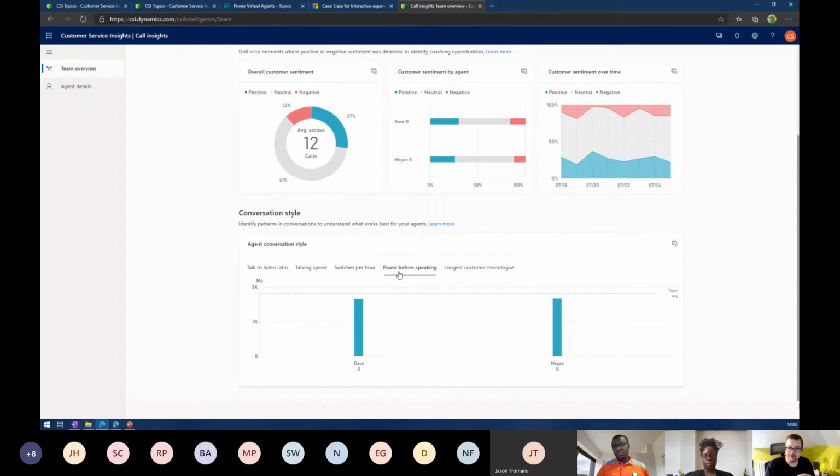And also things like how long is it between a customer asking something and the agent responding. So this is the peak of the team average for that. And then we've got the longest customer monologue, which I think is a great title, but the idea of how long the customer has ranted at you or had a discussion and the agent has just sat back and listened.